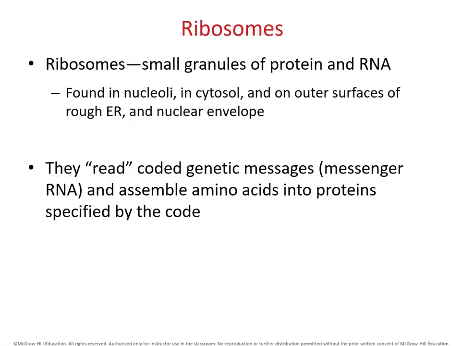On to ribosomes. Ribosomes are made of protein and RNA. They're a complex of these two things that might be important on an exam. We find ribosomes in the nucleoli, which is where they're synthesized, and also in the cytosol or cytoplasm. They can be attached to the endoplasmic reticulum, making rough endoplasmic reticulum. Sometimes they just float freely in that cytoplasm or cytosol, though.